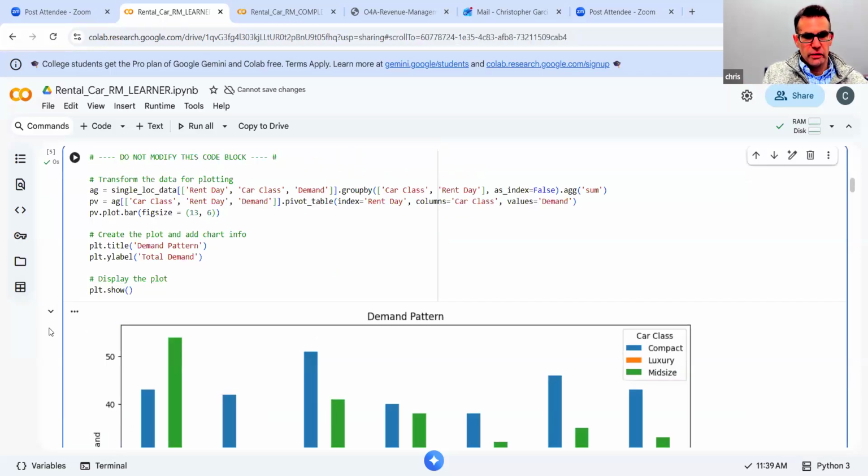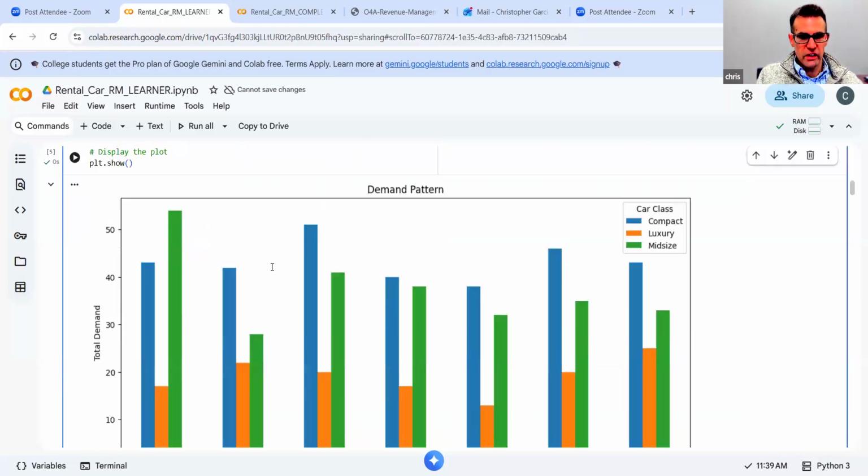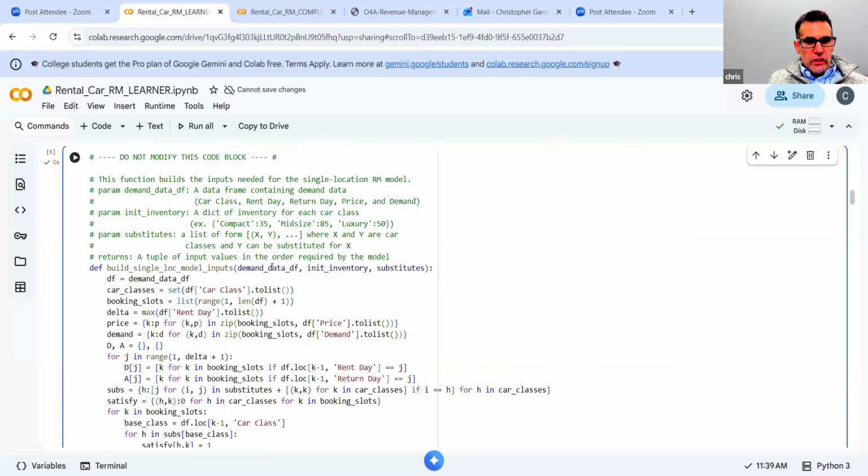And as we look at this, one of the things that's always a good idea to do is to look at the demand pattern. So I'm going to do this briefly here so we can see, the luxury tends to have the lowest demand over these 7 days. The midsize and the compact tend to have somewhat higher demand. And you can see the demand fluctuates from one day to another. Okay, so when we do this, the framework that I'm using in all of the modeling is a Python framework called Pulp.